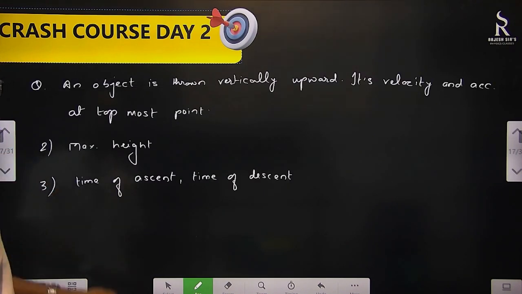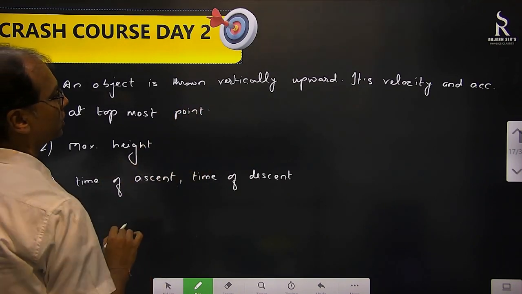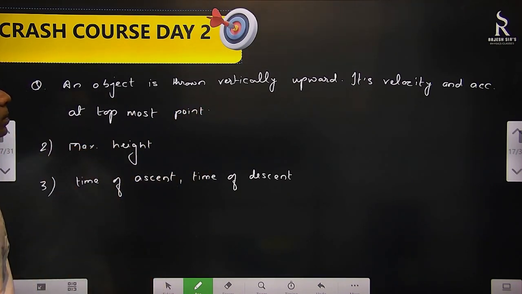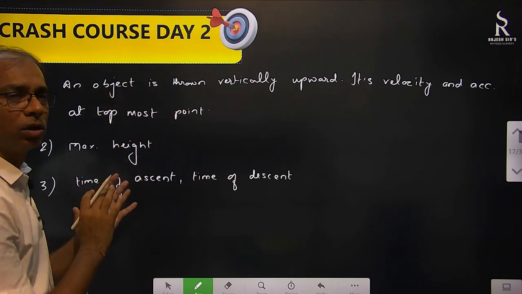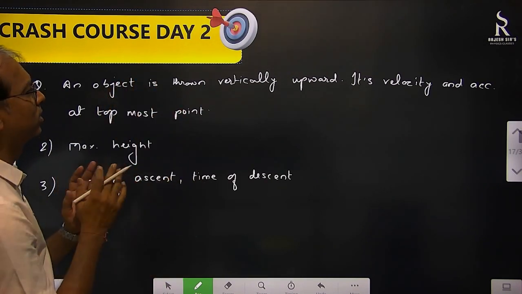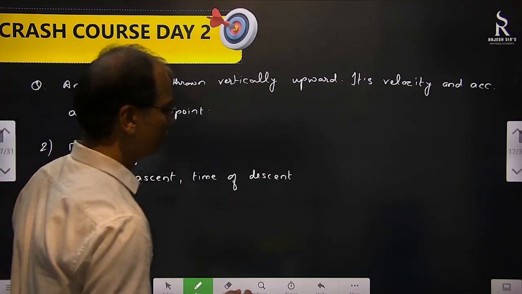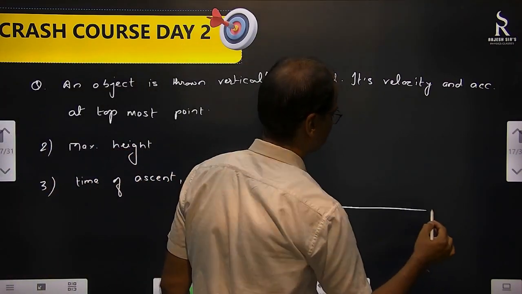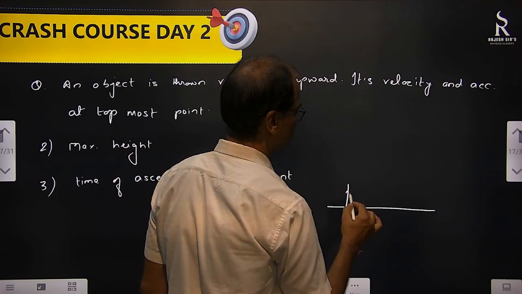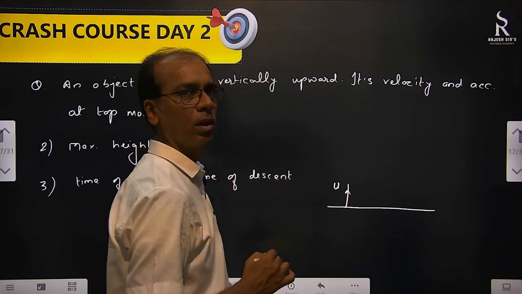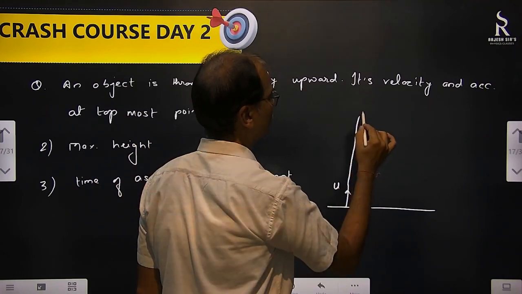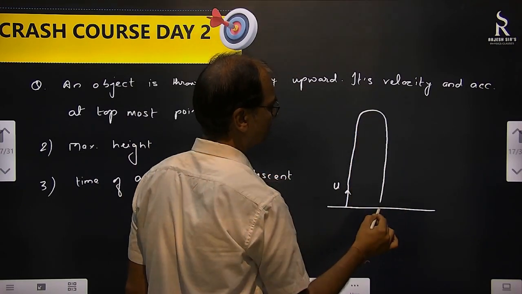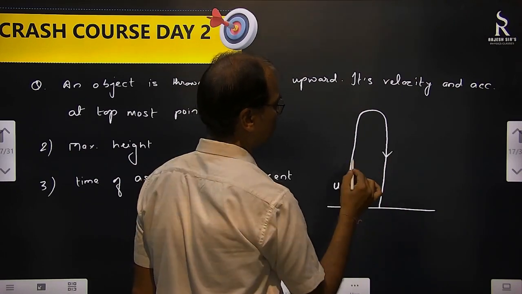What is the question? An object is thrown vertically upwards; find its velocity and acceleration at the topmost point. When we look at its motion, we will talk about velocity and acceleration at all the points. Suppose this is the ground and you are projecting the particle upwards with speed u. It goes up, reaches the topmost point and then returns back. This is the downward journey, this is the upward journey.